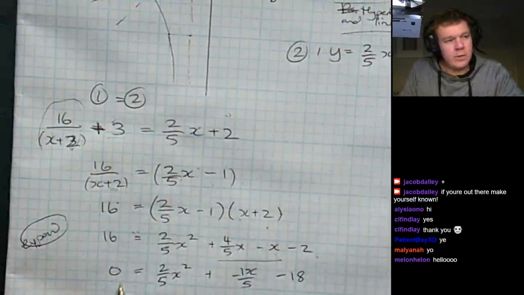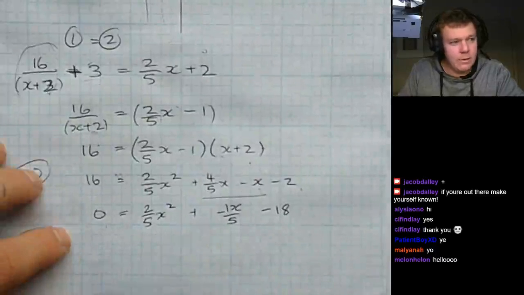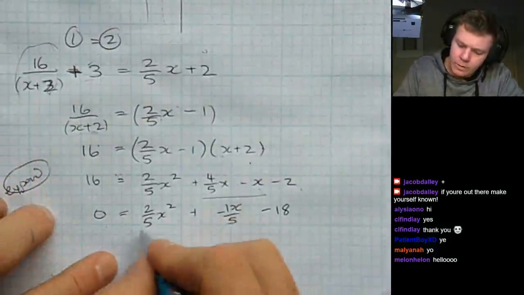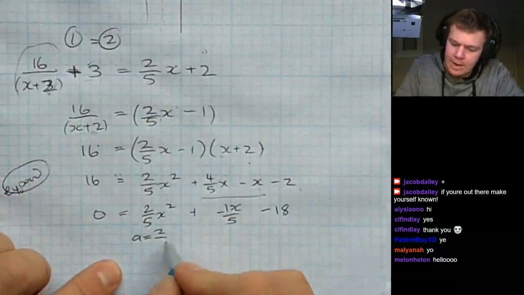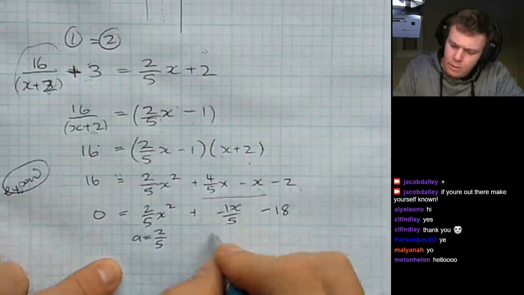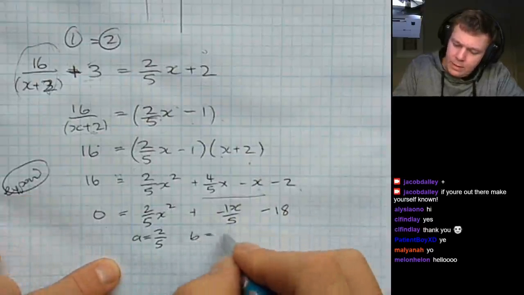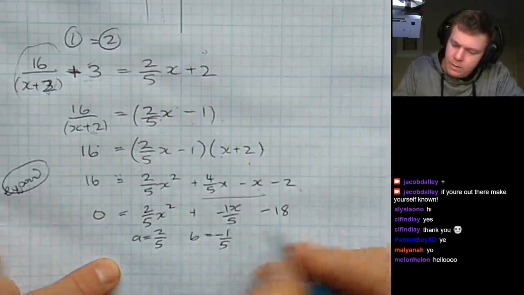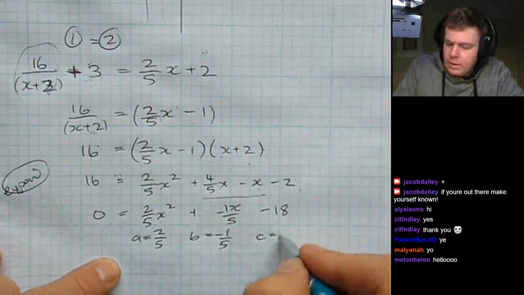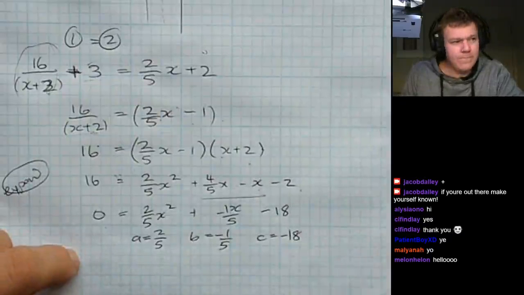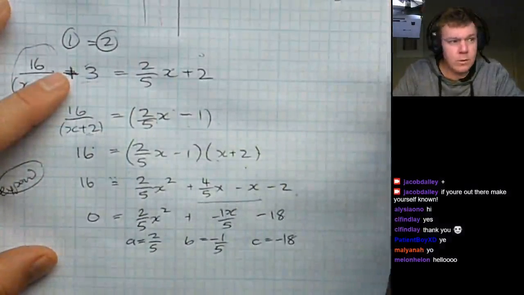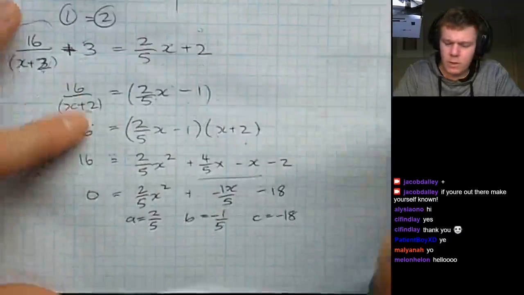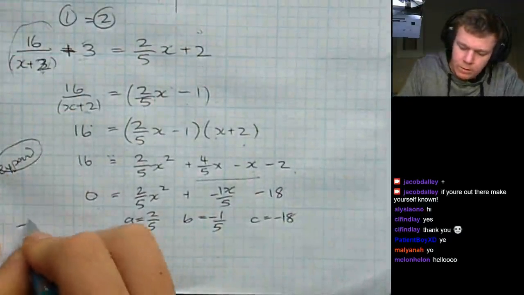Once you've got it equal to 0, now you can use this in your quadratic formula, because you can peel off your coefficients. 2/5 is A. B is going to be negative 1/5. C is going to be negative 18. Alright, you guys know the formula.